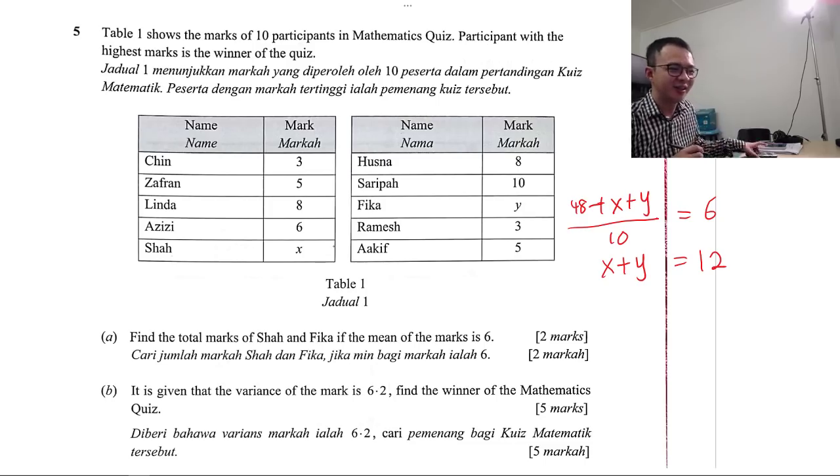Is it 47? Why do I get 48? Let me try again. 3 plus 5 plus 8 plus 6 plus 8 plus 10 and plus another 8 here. Yeah, it's 48. Yep.